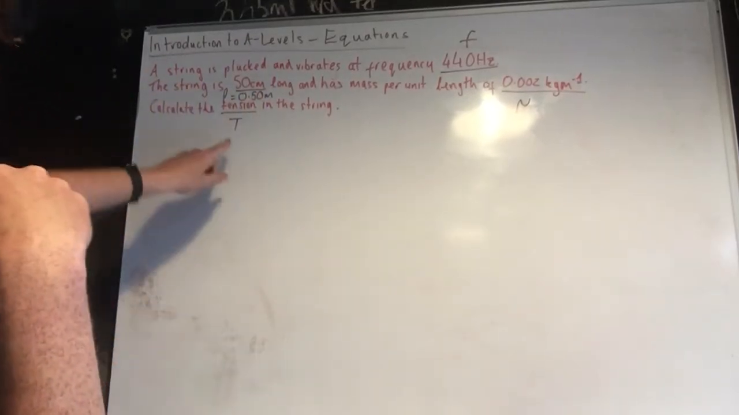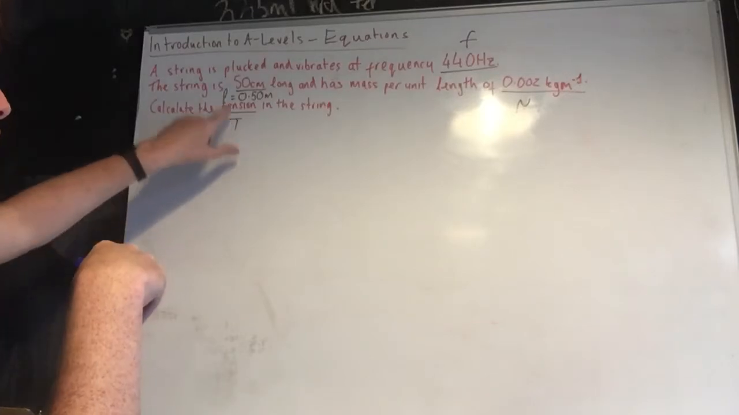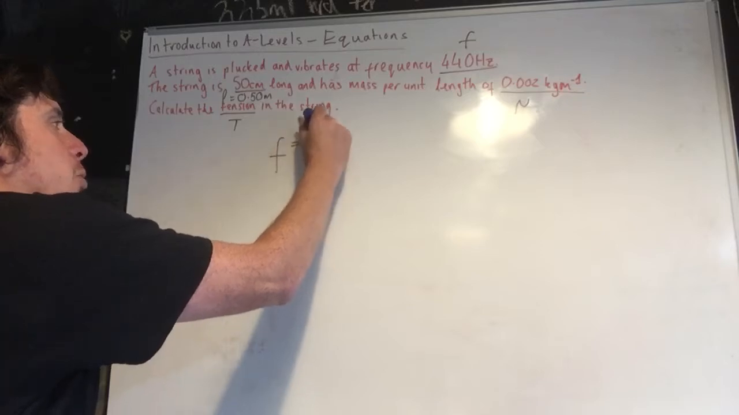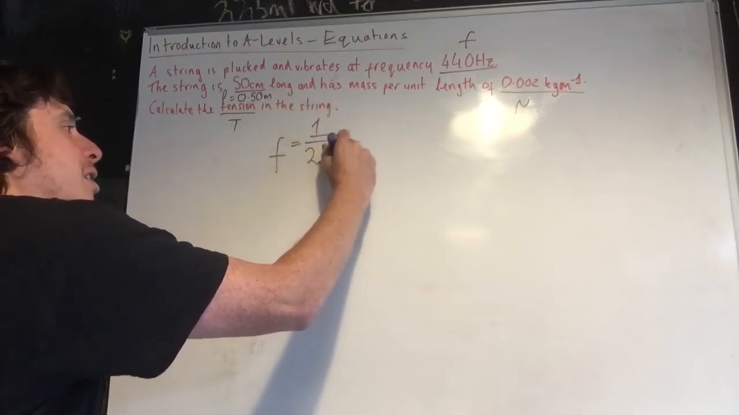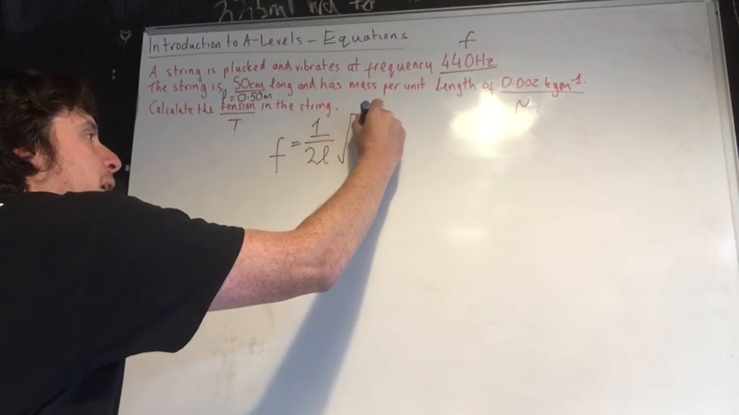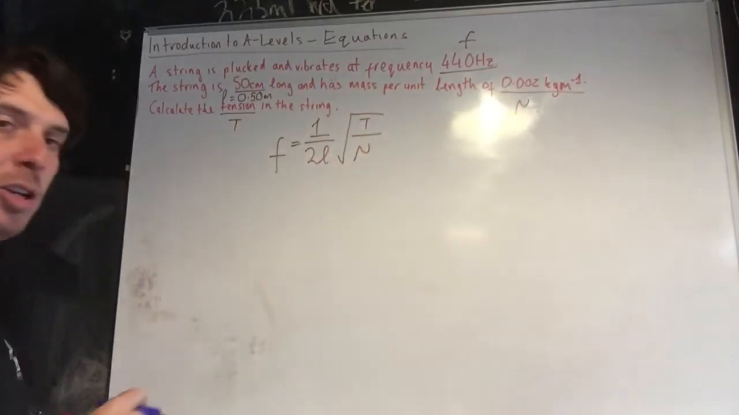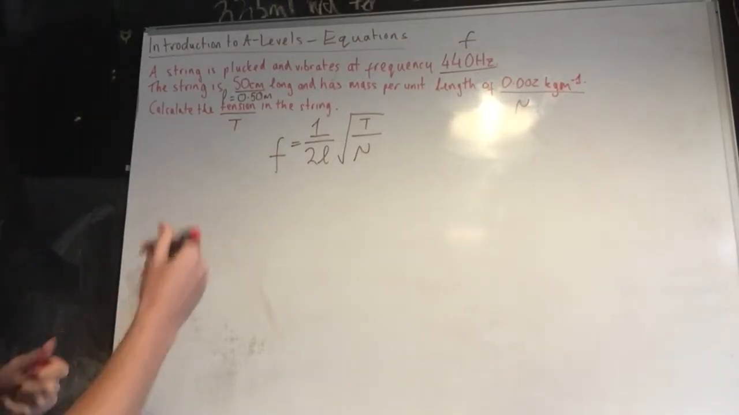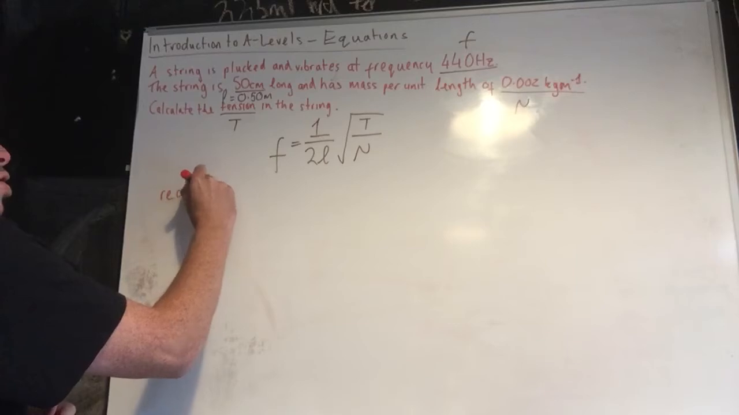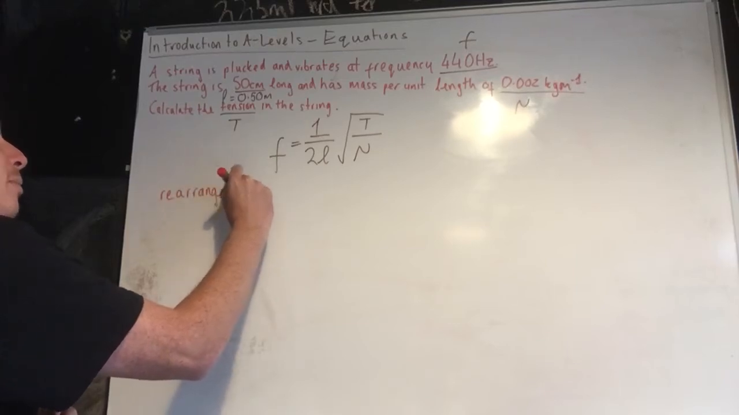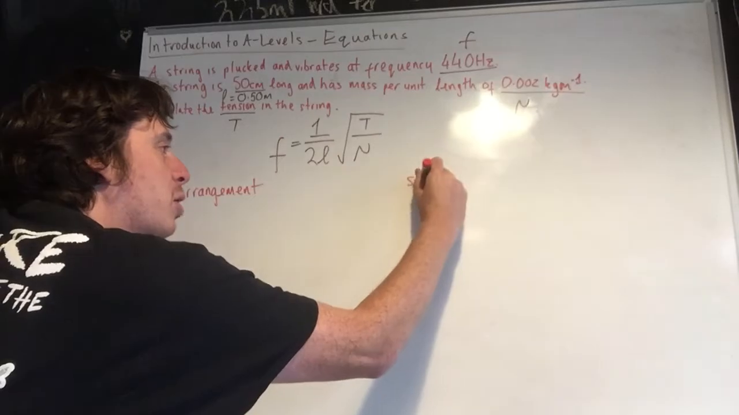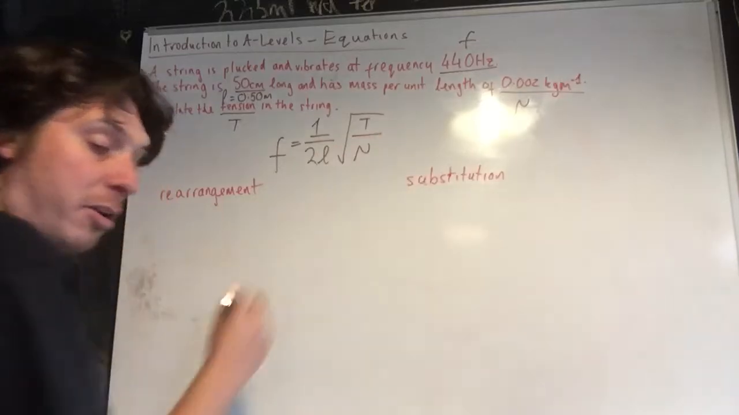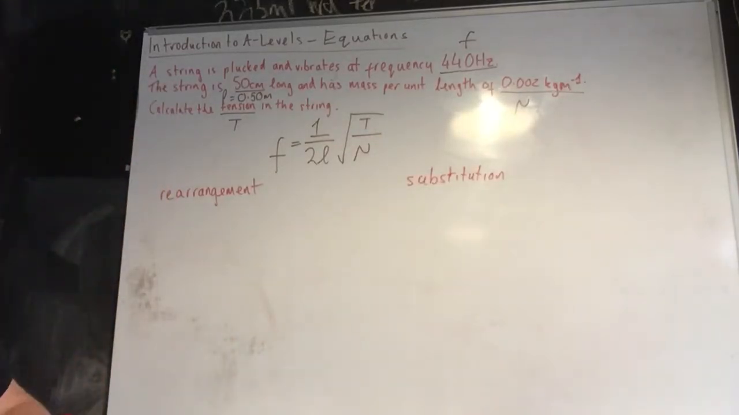Now what we would do is go to our data booklet and see if there's an equation that mentions these things, and there is. Frequency is equal to 1 over 2L, multiplied by the square root of tension divided by the mass per unit length. So there's no need to remember that equation. At A-level, there's two ways that you could attack this. You could do the rearrangement straight off the bat, or alternatively you can do the substitution method. Both will give you the same answer. So let's do the rearrangement method first.